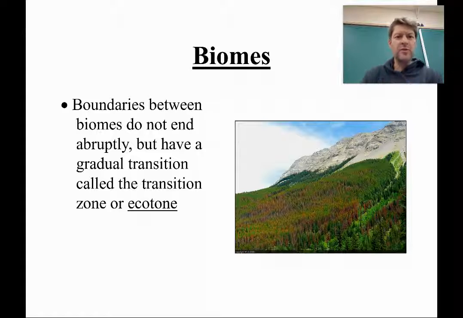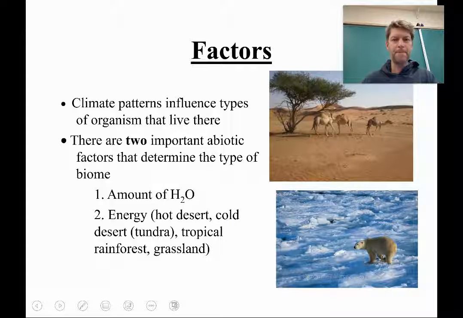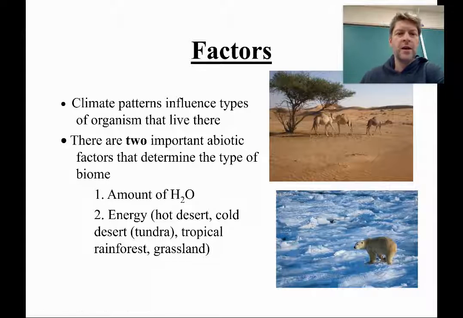So boundaries between biomes don't end abruptly. They have a gradual transition, and those are called ecotones. Where we would travel, like up along Lake Huron, if you've ever gone near Barrie, Parry Sound, Sudbury, then you're going to see a lot of overlap. It's not just straight boreal forest. It's going to be a mixture of boreal forest and temperate deciduous forest.